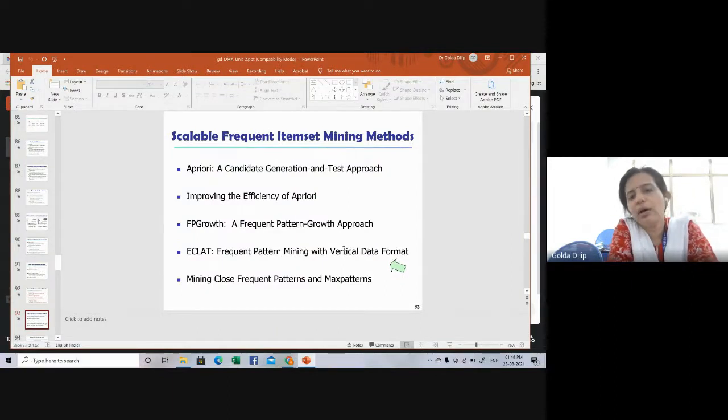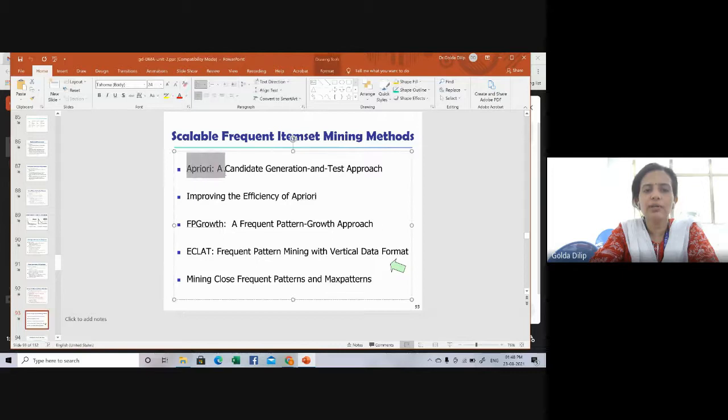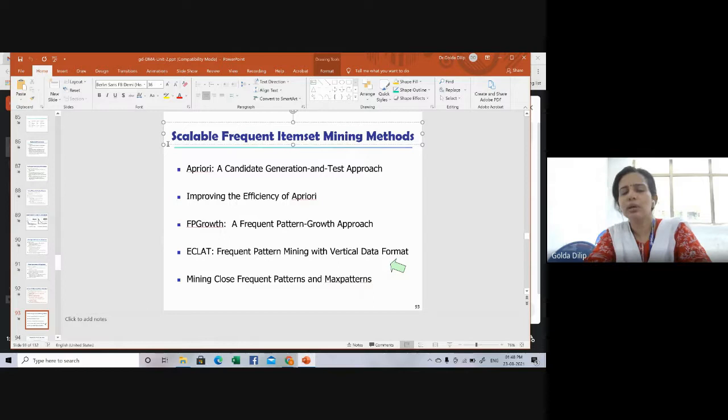So far whatever we have discussed, your Apriori and the FP growth, they are all working on horizontal data sets. Now we will look into an algorithm which will take into consideration the vertical data format. Frequent pattern mining with vertical data format.